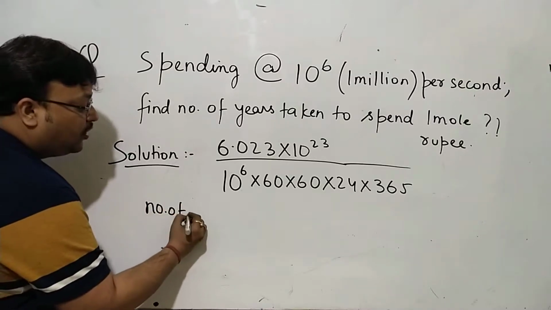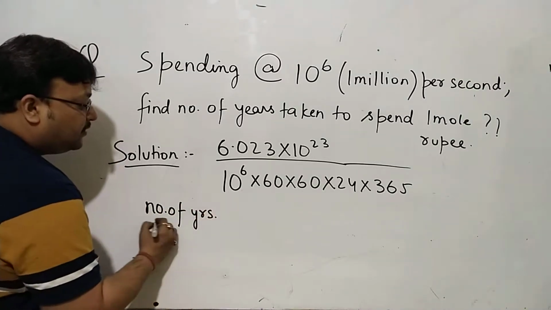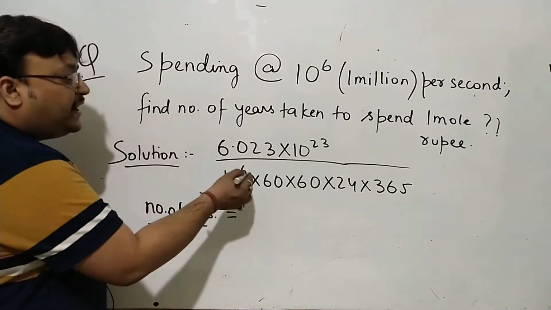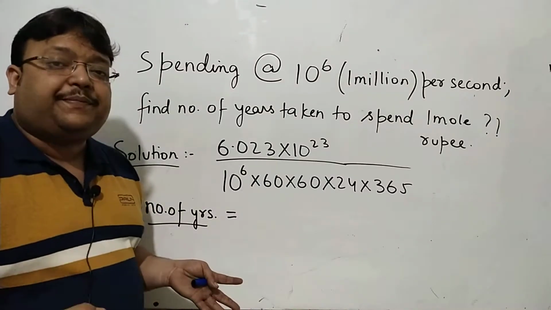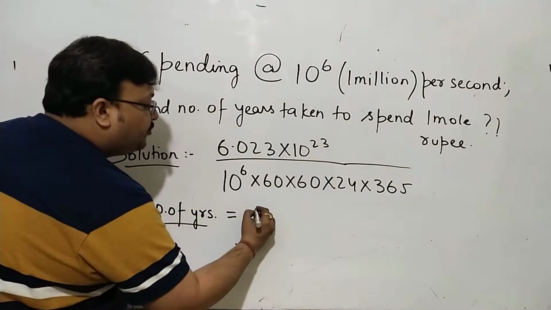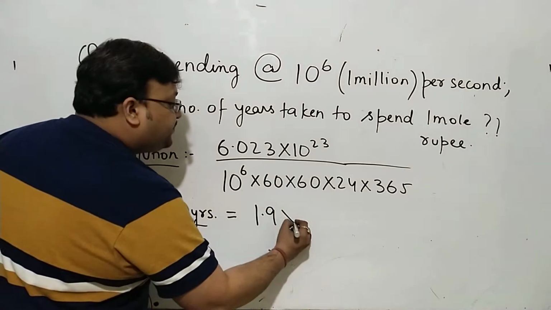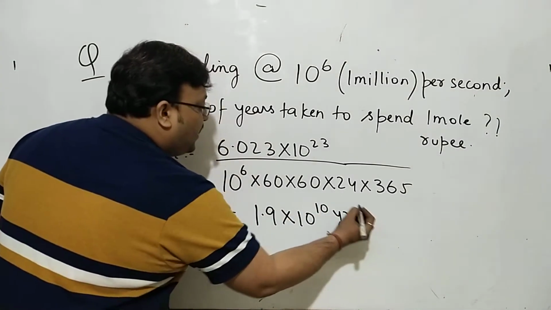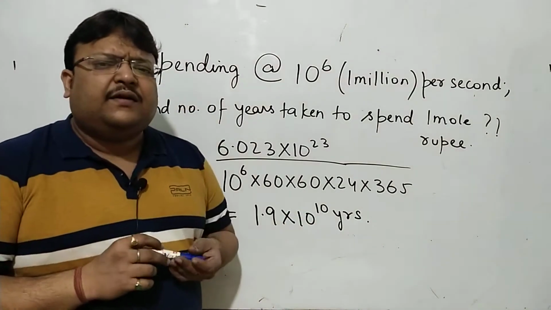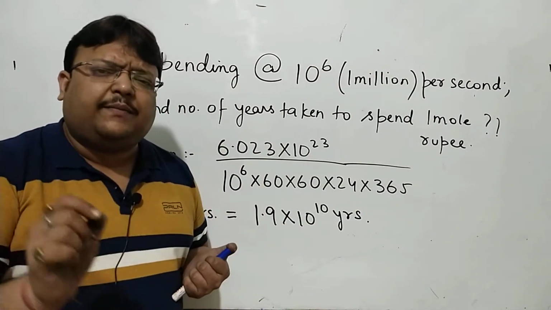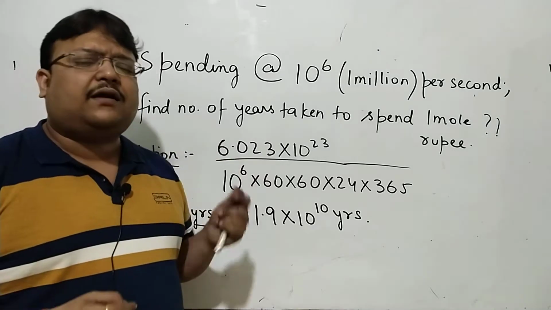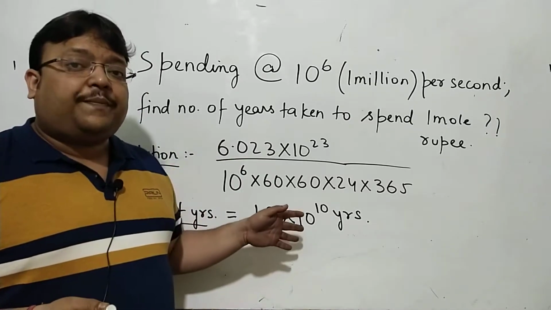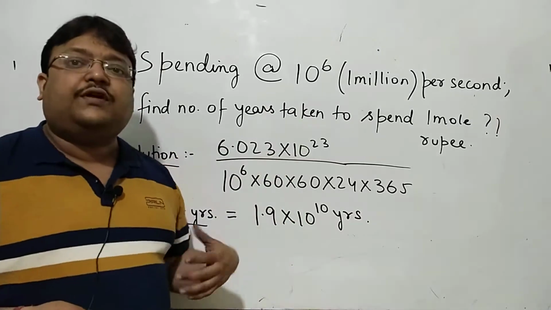And if you go about solving it, the value would be staggering. Spending at this impractical rate of 1 million per second, the number of years taken would be 1.9 into 10 to the power 10 years. Trust me, it was a real exam question, came in the IIT JEE way back. And 10 to the power 10 years is 10,000 million years.